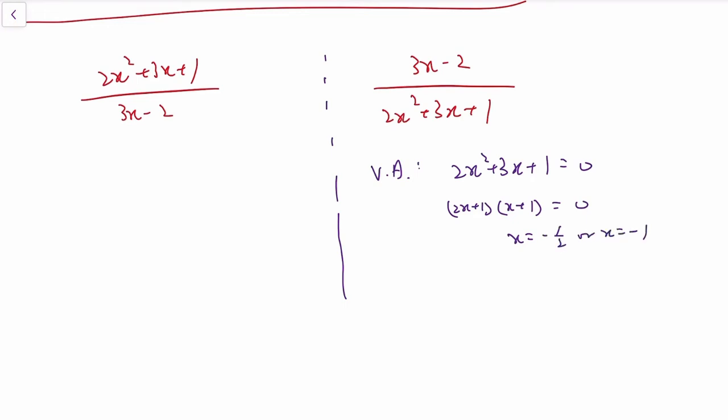So turn out this rational would have 2 vertical asymptotes. Right? And for the horizontal asymptote, turn out if the denominator has a higher power than the numerator, then the horizontal asymptote is simply 0, y equal to 0.